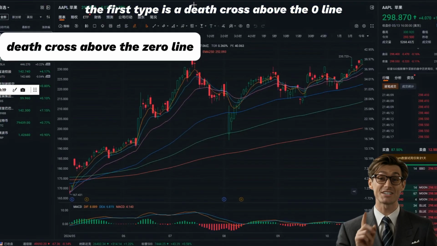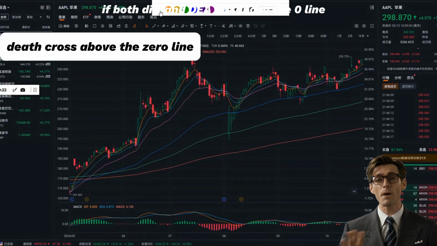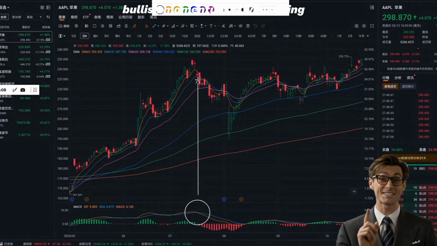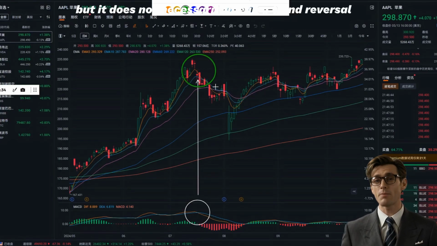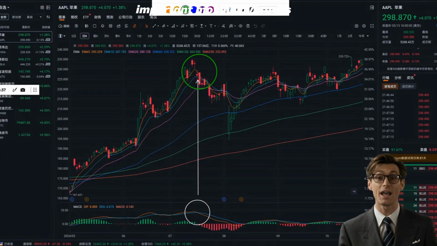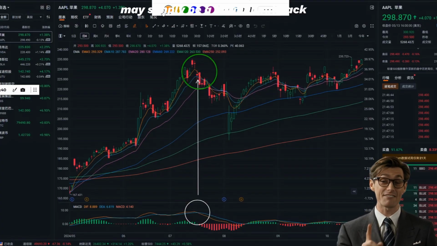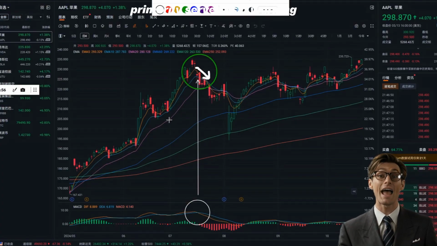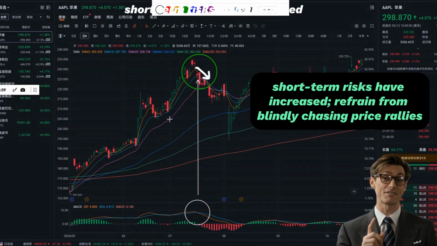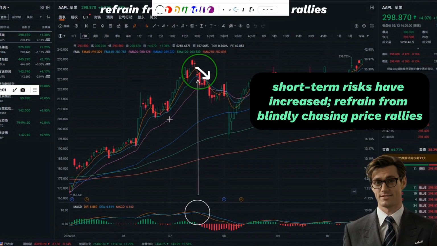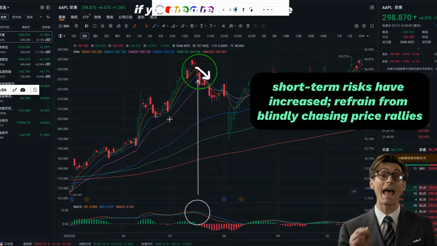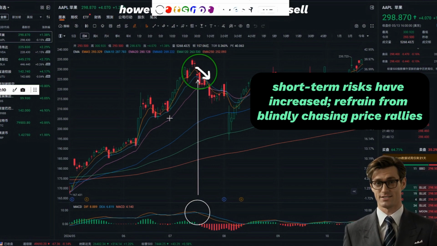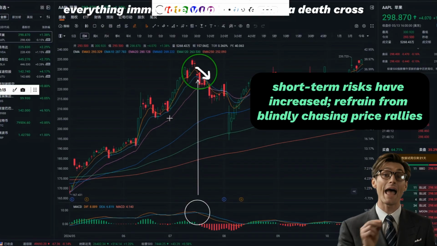The first type is a death cross above the zero line. If both DIF and DEA are above the zero line and a death cross appears, it usually means short-term bullish momentum is weakening. But it does not necessarily mean a trend reversal. Especially when the price is still above important moving averages, this kind of death cross may simply be a normal pullback within an uptrend. Therefore, a death cross above the zero line primarily serves as a warning. Short-term risks have increased. Refrain from blindly chasing price rallies. If you are already profitable, consider reducing your position or raising your take-profit level. However, it's not necessary to sell everything immediately upon detecting a death cross.